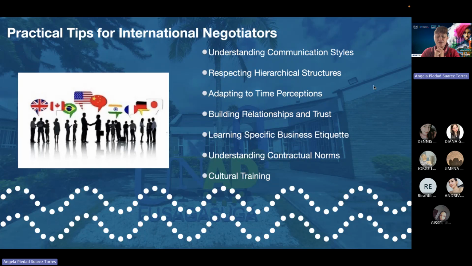Adapting to time perceptions. Research whether the culture is monochronic, which values punctuality and strict deadlines, or polychronic, more flexible with time and focused on relationship building. For example, rushing negotiations may offend partners in cultures that emphasize patience and long-term relationships.